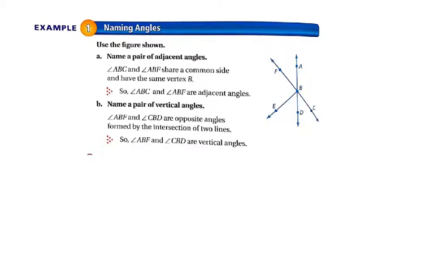When you name a pair of angles over here, we can see that ABC and ABF share a common side, this side here, that line segment, and B is the vertex. So that's how those are adjacent. And then if you look for vertical angles here, you can see that ABF, this angle, and CBD right here, they're opposite of each other and they look congruent. So those would be vertical angles. Okay?